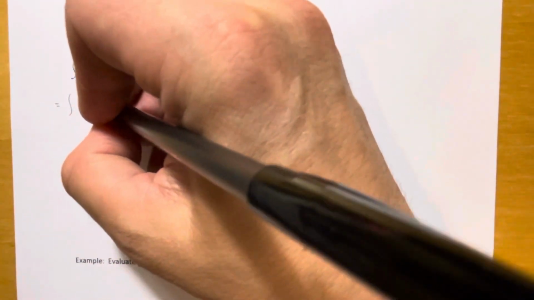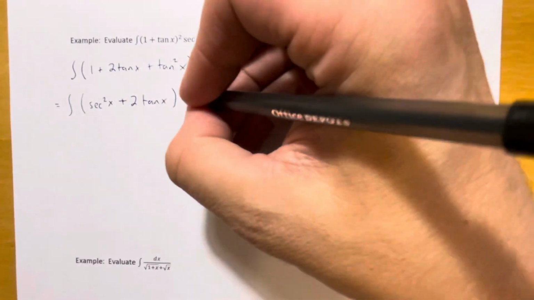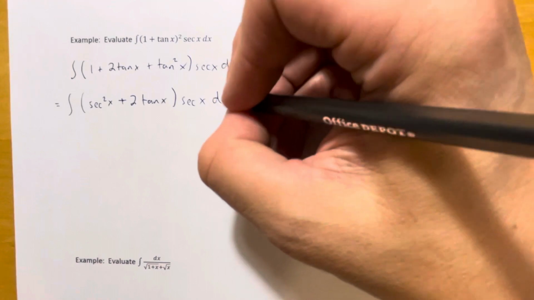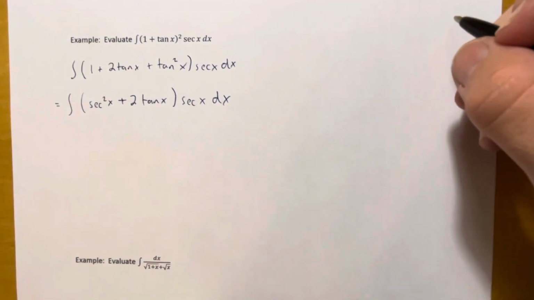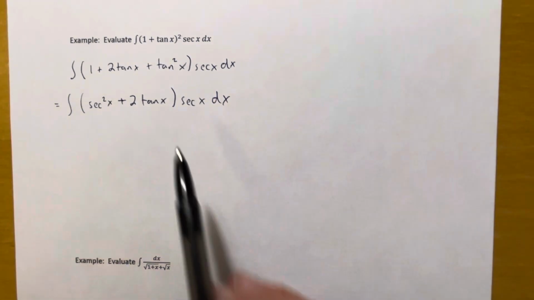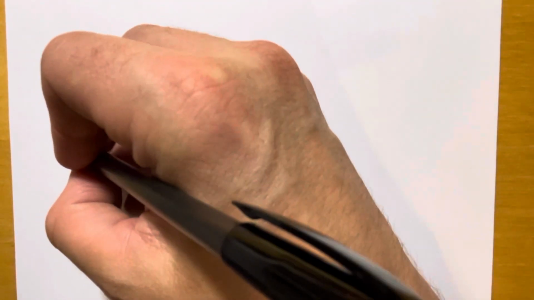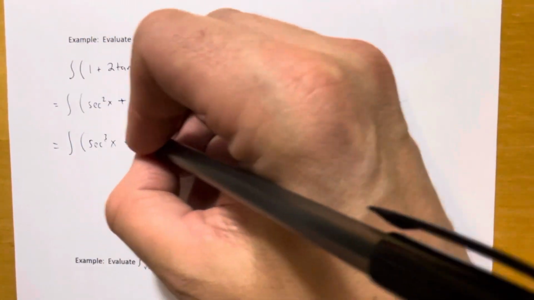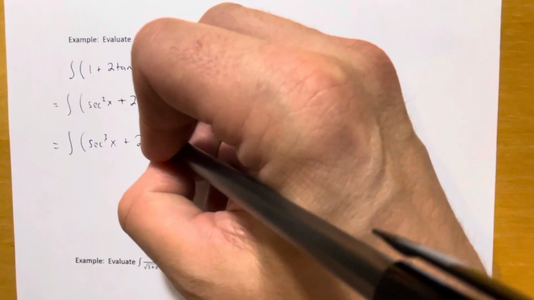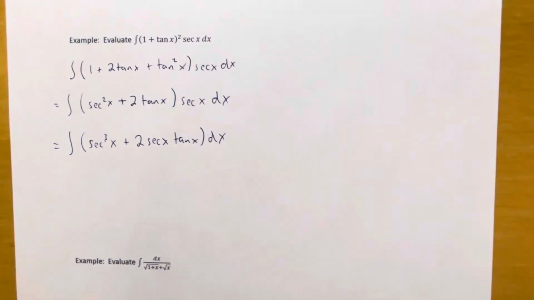So that means I'm going to get a secant squared of x plus 2 tangent of x times secant of x dx. At this stage, it makes sense to me, since we already squared this thing, to distribute that secant of x in. And here's where I'm going to get secant cubed of x plus 2 secant of x tangent of x dx.